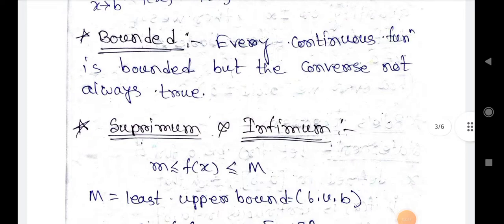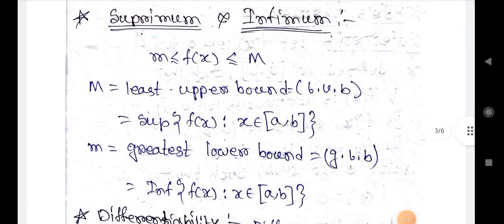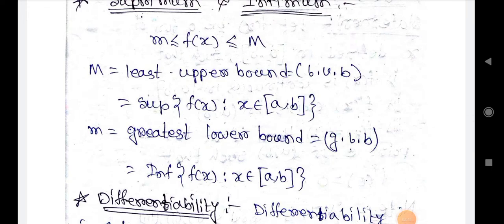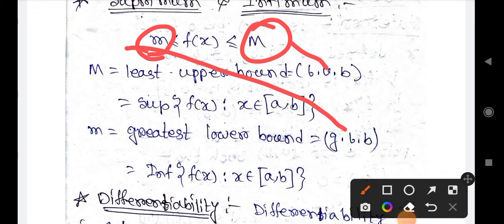Bounded. When we say bounded, every continuous function is bounded, but the converse is not always true. Supremum and infimum. m less than or equal to f(x) less than or equal to M, where small m is the greatest lower bound, GLB, and capital M is the least upper bound, LUB. This is called infimum and this is called supremum.